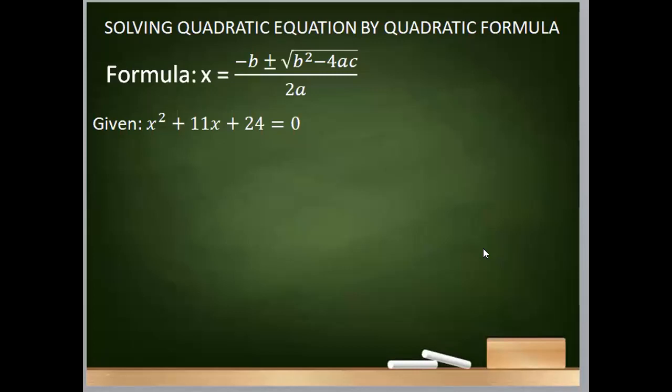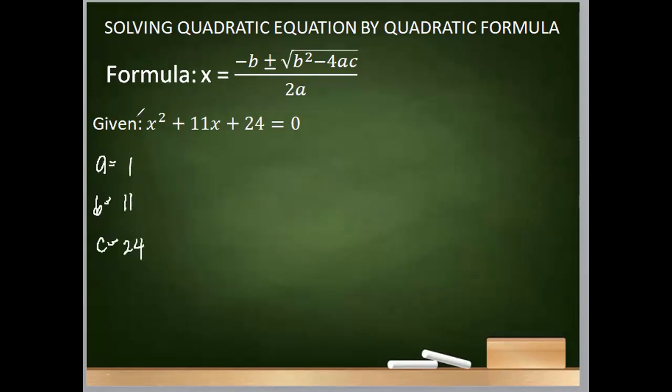Okay, so you need to determine the value of a, b, and c in the given equation. So we have a given x squared plus 11x plus 24 is equal to 0. The first step is to identify or to determine the values of a, b, and c, where a is equal to 1, b is equal to 11, and c is equal to 24.